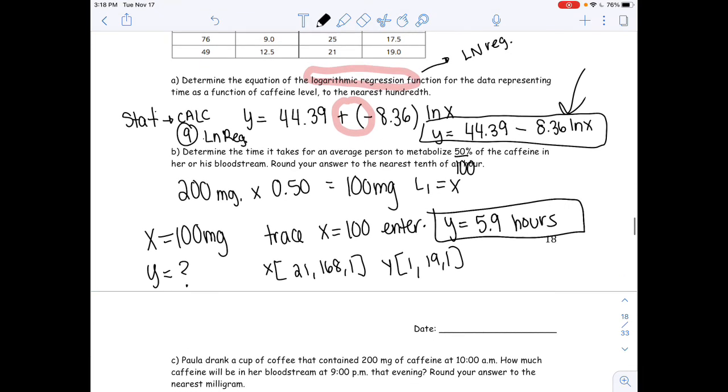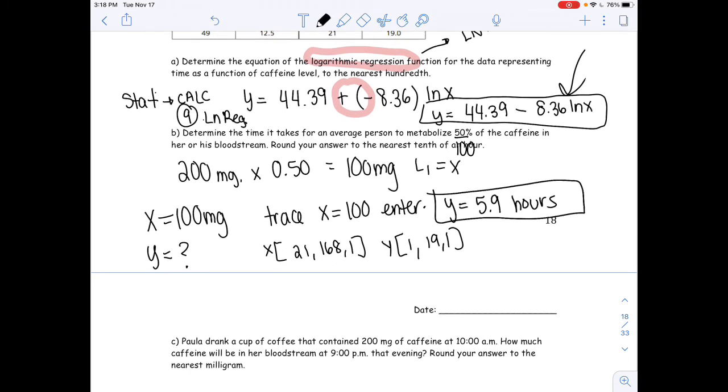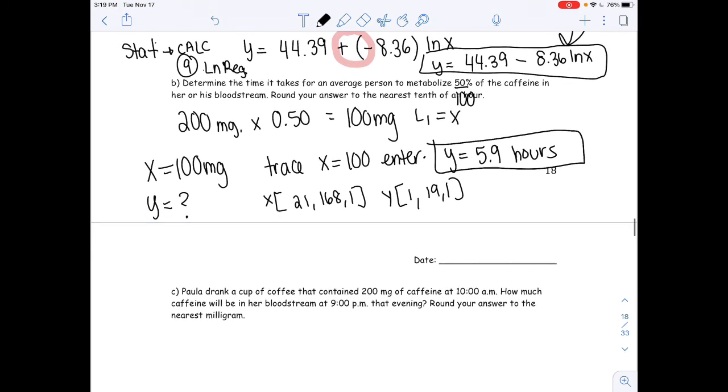Whatever they give you, make sure you know which coordinate it is, because you're always looking for the other one. Whenever they're giving you an X, use trace, X equals the value, enter, okay?